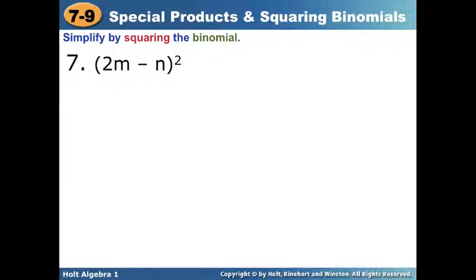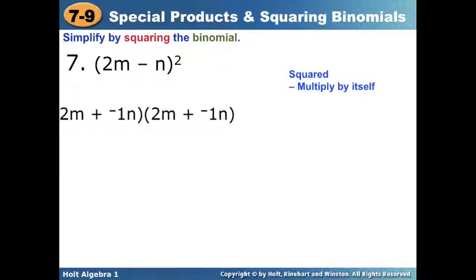Example number 7. We have (2m minus n) quantity squared. You may use either method for this problem. You may use the distributive property or the rule for squaring binomials. Pause the video at this time to try it on your own. Let's check your answers. If you use the distributive property, we'll check that first.